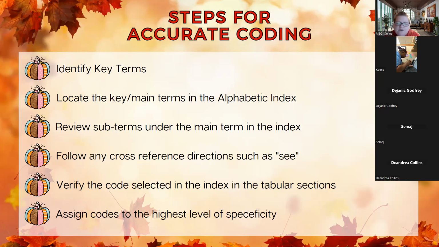You verify the code you selected in the index in the tabular section. Once you find the one that fits your scenario the best, you're going to go to the tabular section, and that's the thickest part of the book inside your sections. You're going to go to the code that it tells you, and you're going to read that code definition and decide which one is going to be the best for your purposes. And you assign codes to the highest level of specificity.